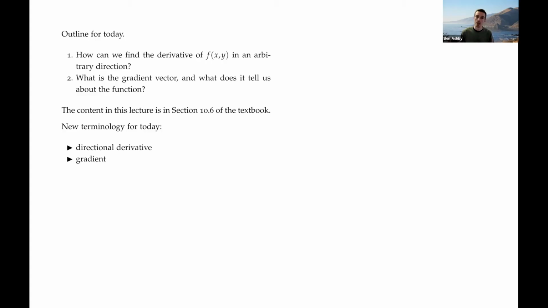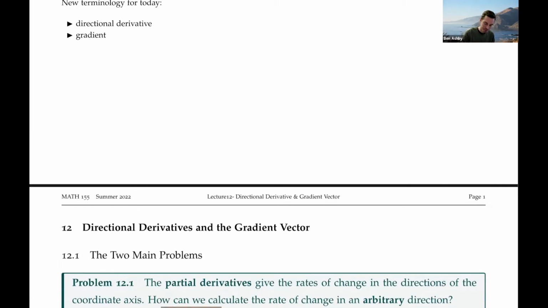Today we're going to be continuing our exploration of functions of multiple variables by looking at how we can take derivatives in an arbitrary direction. This is known as a directional derivative. It's one of the new key terminologies for today. We're also going to be talking about how this relates to something called the gradient vector and what that represents. Okay, so let's dive in.